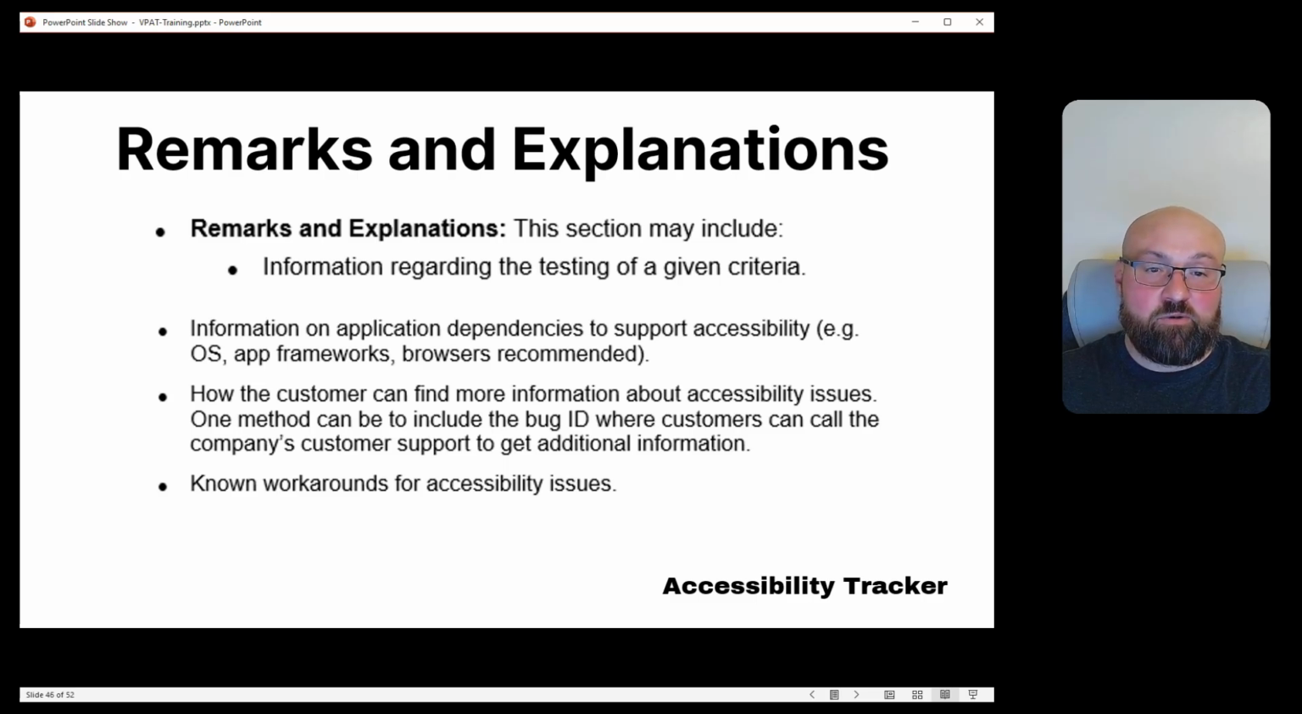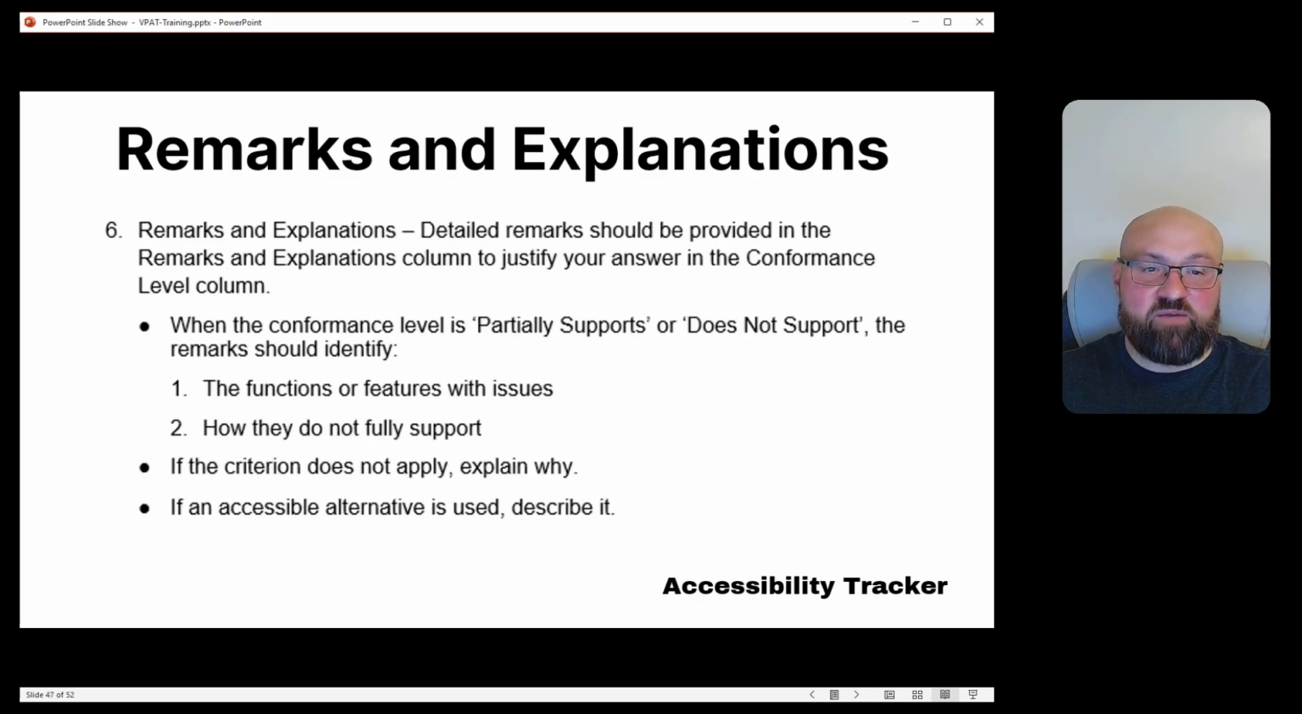So let's continue on. And additionally, and this gets at what I was just saying, for remarks and explanations, detailed remarks should be provided in the remarks and explanations column to justify your answer in the conformance level column. When the conformance level is partially supports or does not support, the remarks should identify the functions or features with issues and how they do not fully support. If the criterion does not apply, explain why. If an accessible alternative is used, describe it. So again, just be detailed here.